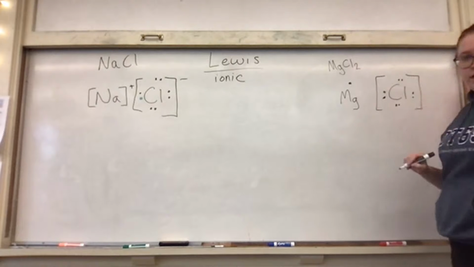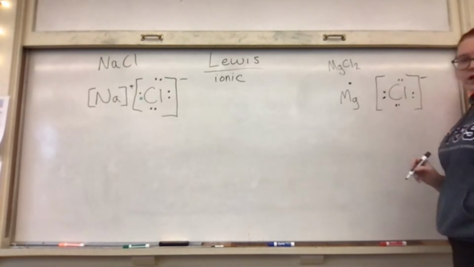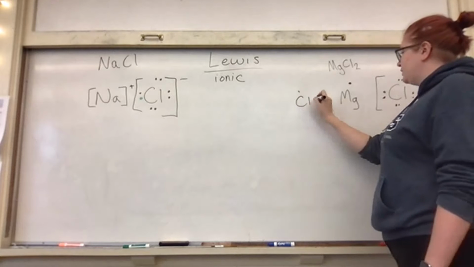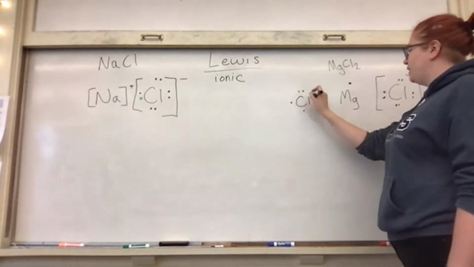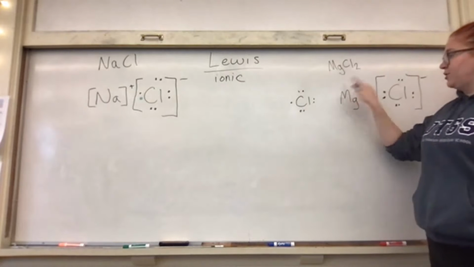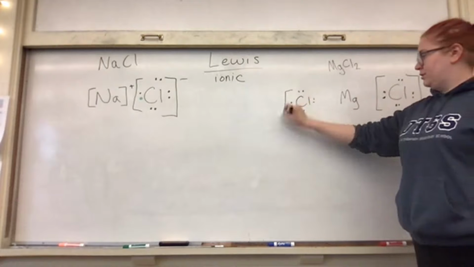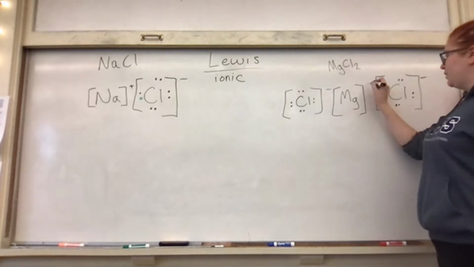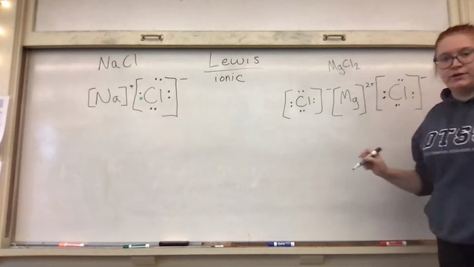Chlorine is now a -1 ion. And of course, we need another chlorine over here to take that extra electron from magnesium. So this magnesium's electron moves over here. This is another negative ion. And this is a +2 ion.